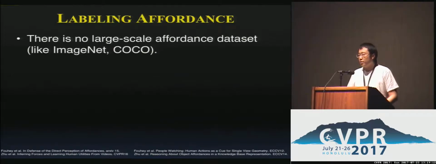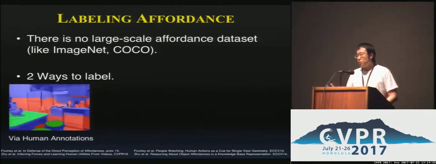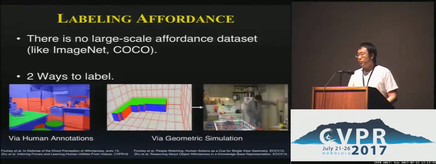However, unlike standard tasks such as classification or detection, there's not a large-scale dataset for affordances. There are two ways to collect the data. The first way is via human annotations. For example, here, the green pixels represent the places humans can sit on. However, this is very time-consuming. The other approach is via geometry simulations. However, this often leads to physically plausible but not common affordances, such as humans sitting on the stove.